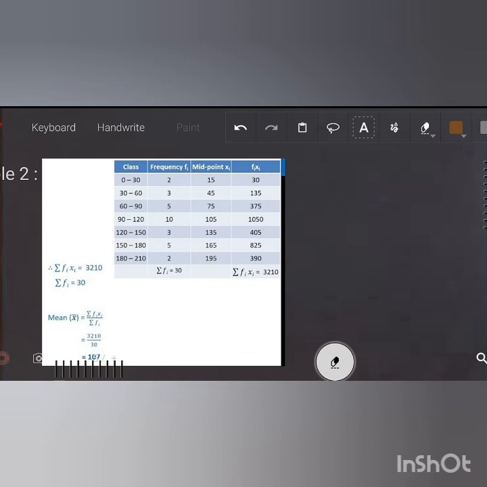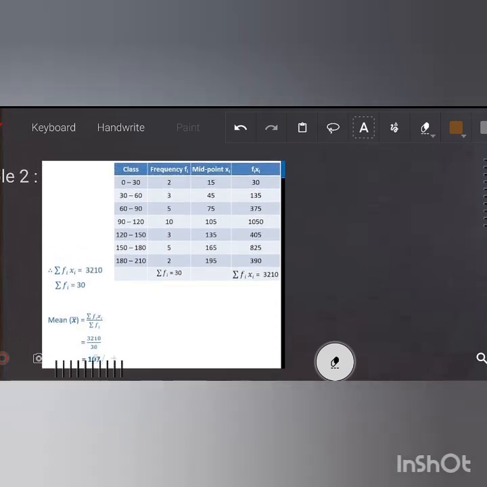After completing all the products of frequency and mid values, we have to take the summation of all those products. Then we have to take the sum of all the frequencies given in the question, and divide the summation of the product of frequency and mid value by the summation of frequency to obtain the mean of grouped data. This is the whole procedure to find the mean of grouped data.